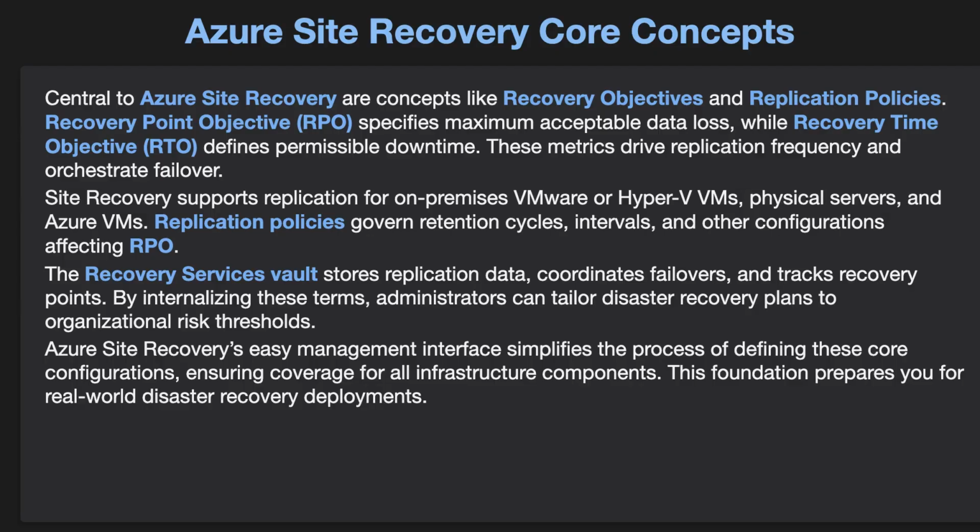Central to Azure Site Recovery are concepts like recovery objectives and replication policies. Recovery Point Objective, RPO, specifies maximum acceptable data loss, while Recovery Time Objective, RTO, defines permissible downtime. These metrics drive replication frequency and orchestrate failover. Site Recovery supports replication for on-premises VMware or Hyper-V VMs, physical servers, and Azure VMs. Replication policies govern retention cycles, intervals, and other configurations affecting RPO.